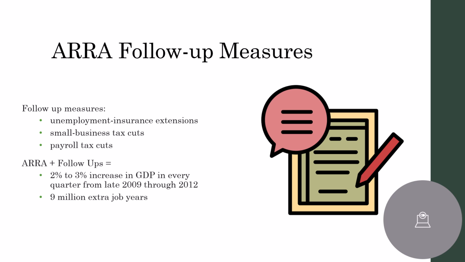We saw the combined policies led to a 2 to 3% increase in GDP in every quarter from late 2009 through 2012, and they created an estimated 9 million job years, so an additional 3 million from the 6 million from the ARRA by itself, which is obviously one job lasting 1 year each. The layered approach helped build momentum behind recovery and stabilize the economy after a near collapse.